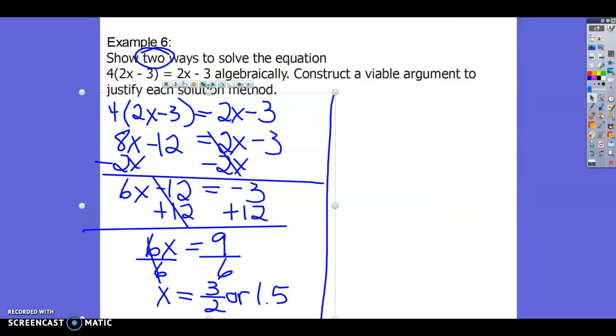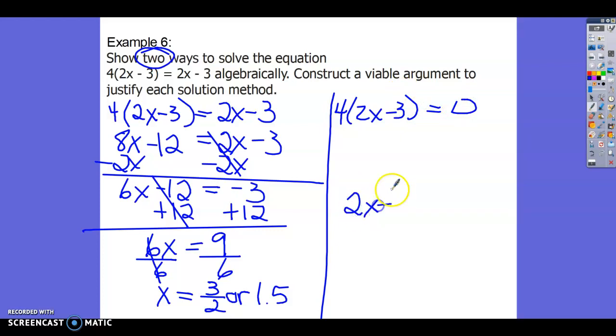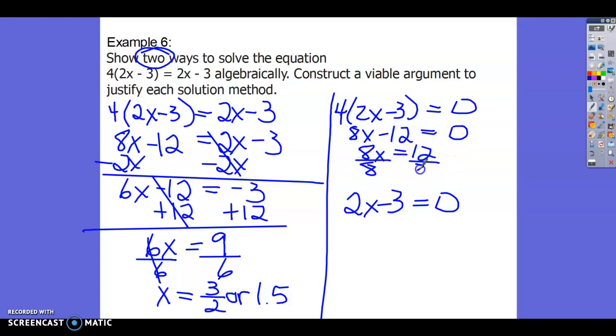So the reason I want to show you that is it brings us to solving using our second method, which would be 4 times 2x minus 3 equals 0, and then 2x minus 3 equals 0. So let's see what happens. 4 times 2 is 8x minus 12 equals 0. Add 12 to both sides, so 8x equals 12. Divide by 8. x equals, 4 goes into 12 3 times, 4 goes into 8 2 times. So 3 halves or 1.5.